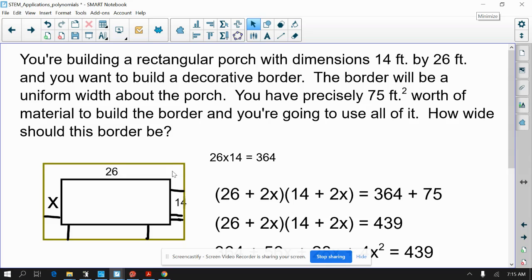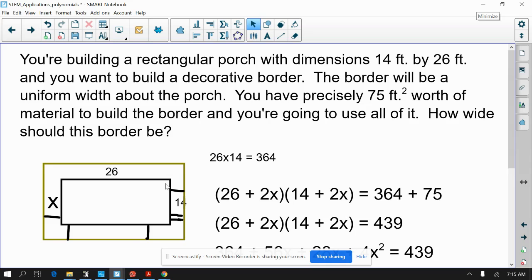Well, how can I express that in terms of x? I know that it all equals 439 square feet, but again, this green is a rectangle. So what is the green rectangle's length and the green rectangle's width? Well, the length, it must be more than 26, right? Because this is only 26. Well, it's 26 plus 2x.